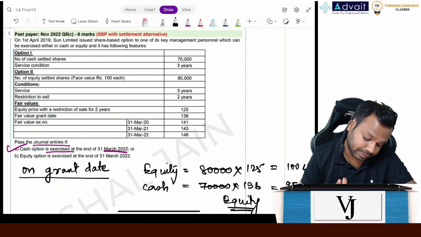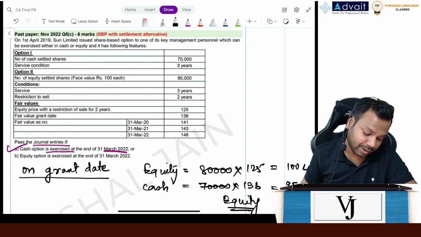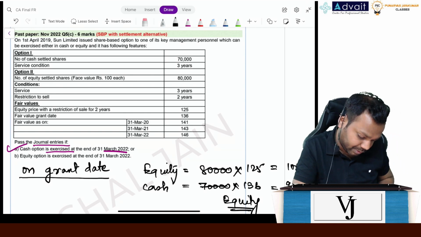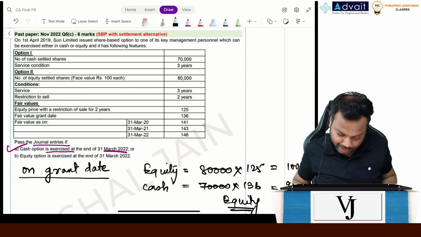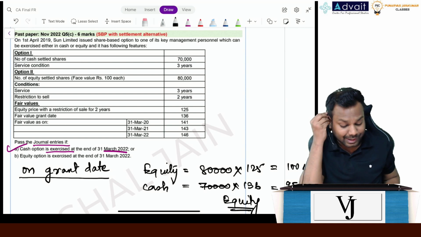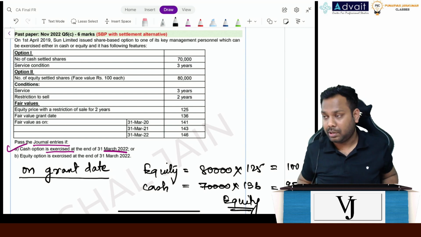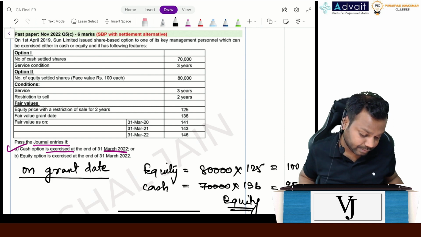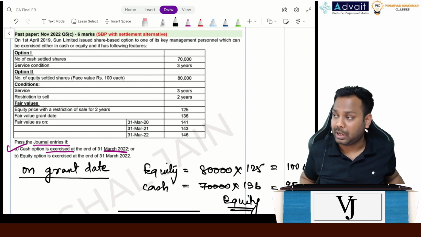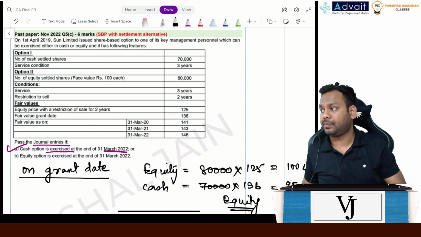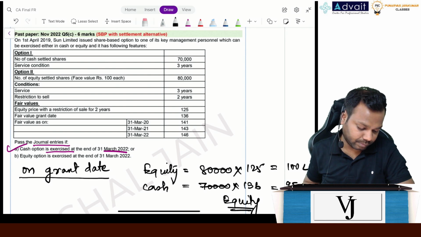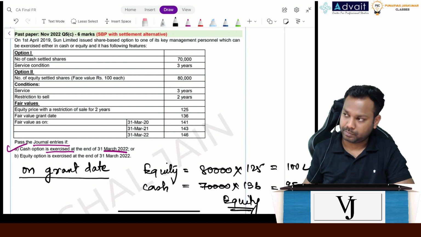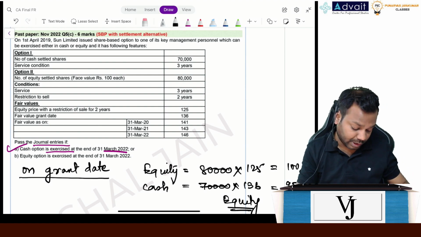Okay. 50% of the... let me just check a minute. 35,000 of the options were settled in cash, remaining in equity. Okay, please solve this question as an assignment.